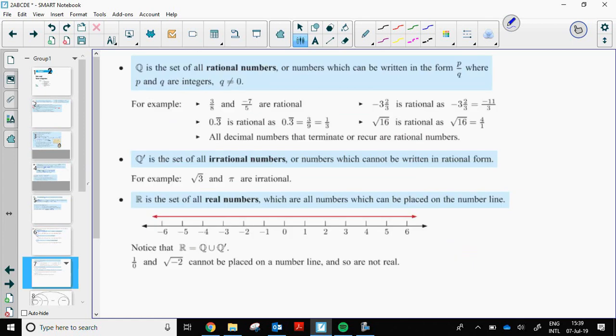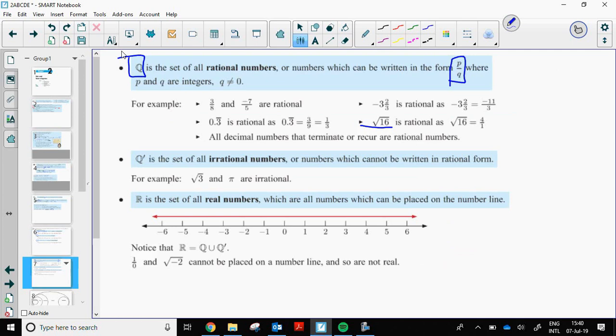Continuing on, we have the rational numbers represented by a Q. Rational meaning that we can write them in the form of a fraction. And that could be either, they could look like fractions, they could look like improper fractions or mixed numbers. We have repeating decimals, and we have any type of square root which can be simplified.